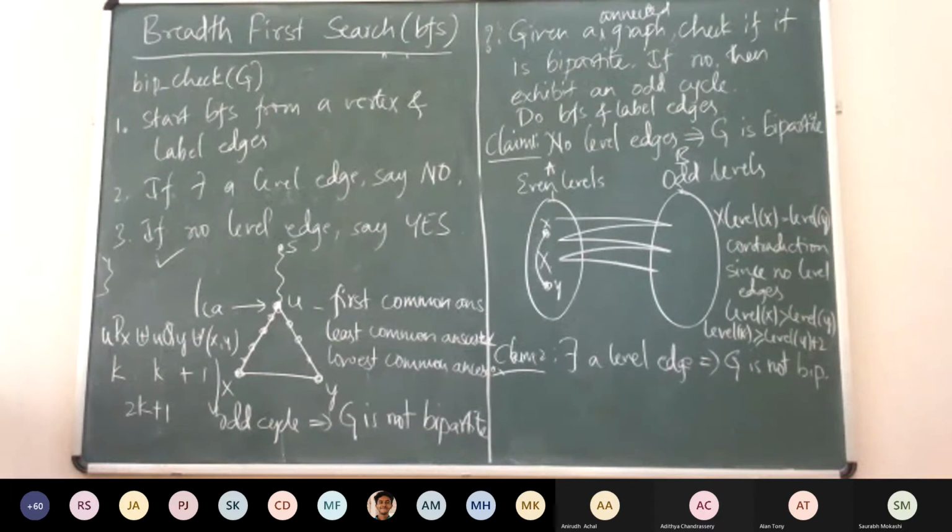And how much time does it take to find the common ancestor to exhibit the cycle? Can we do it in linear time? Yes, sir, because we're backtracking, and at most we will have to backtrack or climb up n steps. How do you backtrack? We start from x and... how do you do it? We are not maintaining anything right there.